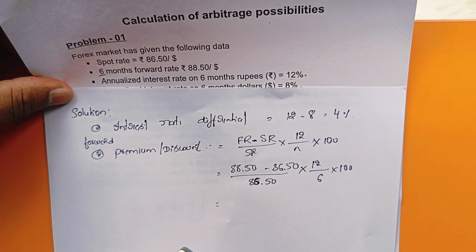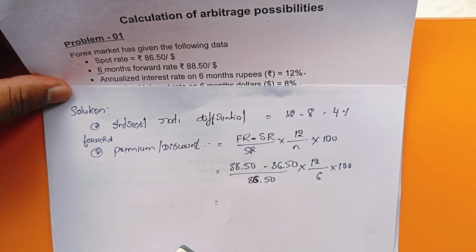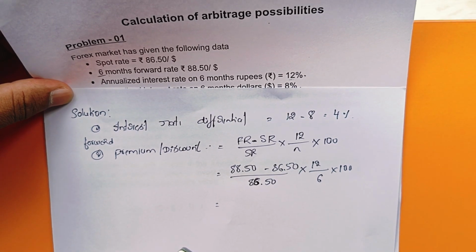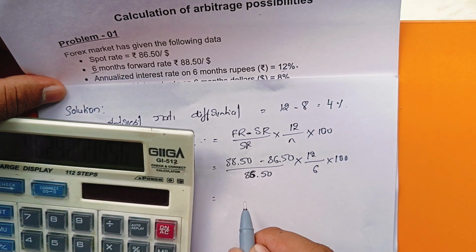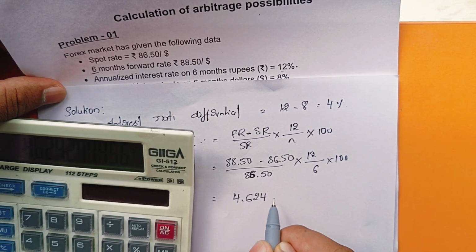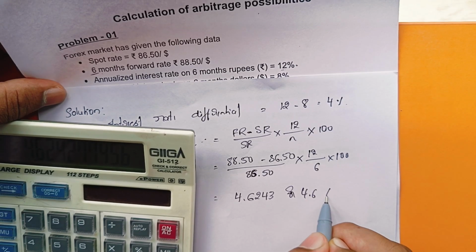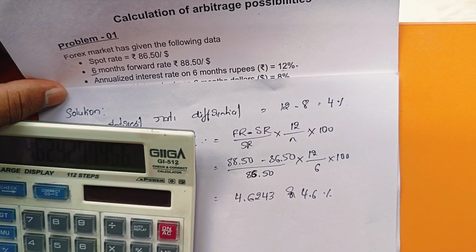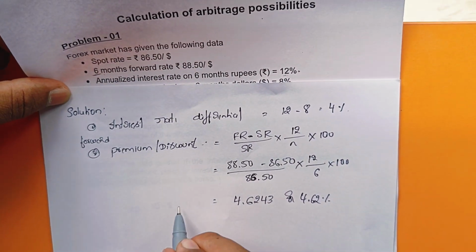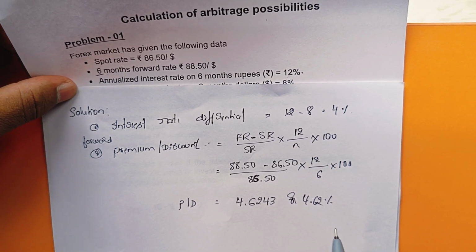So what is the percentage? The percentage is 4.6242, or 4.63 you can make, or you can take 4.6%. One digit is enough, or 2 digits is also fine, or 4.62. Now I told you this is premium or discount. Don't bother about whether it is negative or positive.